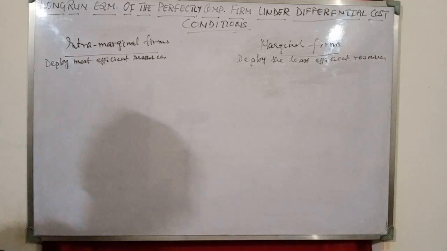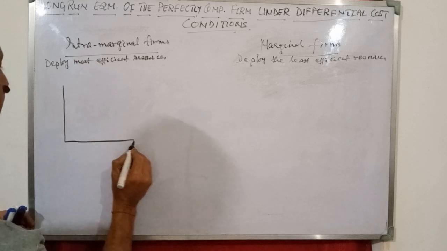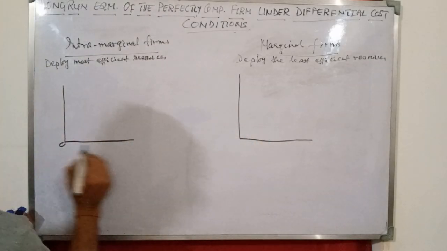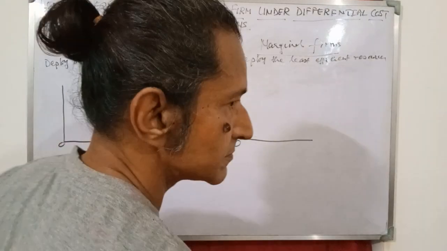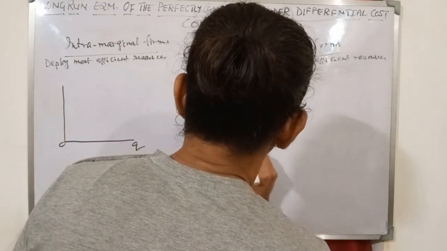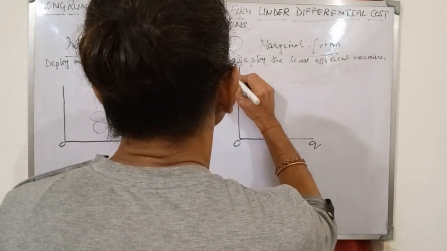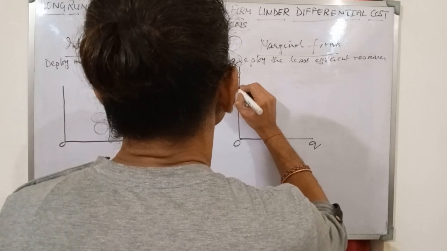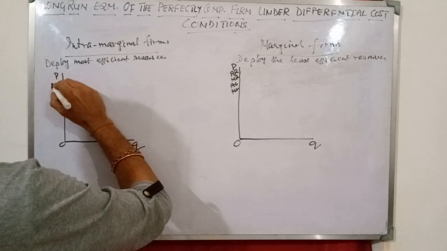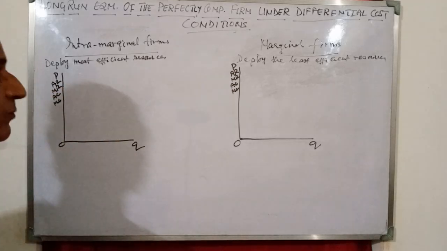Now, let us draw the diagrams. On x-axis we measure quantity, and on y-axis we measure price, AR, MR, AC and MC for both the diagrams.